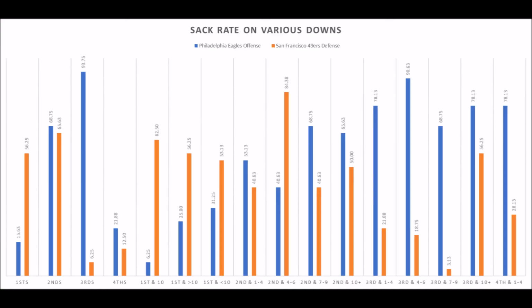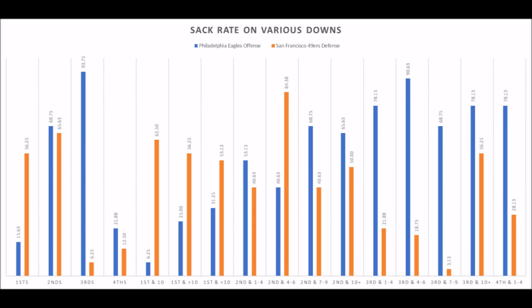Then you look at sack rate, Eagles offense versus 49ers defense. And this more so favors the Eagles in this respect, except for first down. The majority of the sacks that the Eagles have given up have come in first down situations. So that's definitely something to continue to look at and take a peek at.